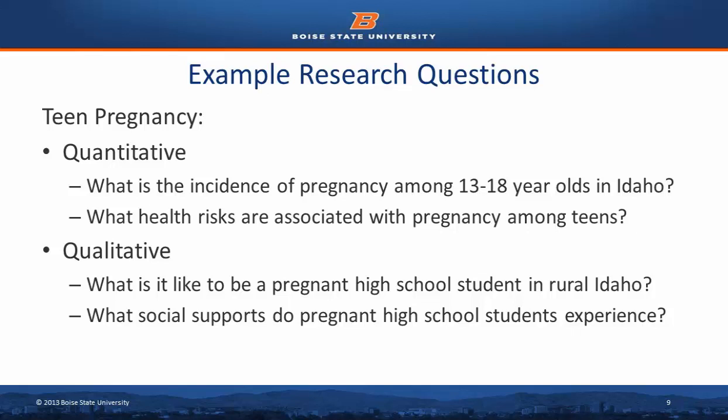These are some examples here. If you were looking at teen pregnancy, a quantitative question would be, what is the incidence of pregnancy among 13 to 18-year-olds in Idaho? Or another quantitative example is, what health risks are associated with pregnancy among teens? Qualitative research questions regarding teen pregnancy could be something like, what is it like to be a pregnant high school student in rural Idaho? Or what social supports do pregnant high school students experience? Again, any of these questions would give you insight into teen pregnancy. And by completing both quantitative and qualitative research on topics, the knowledge that we gain, I believe, is much richer.